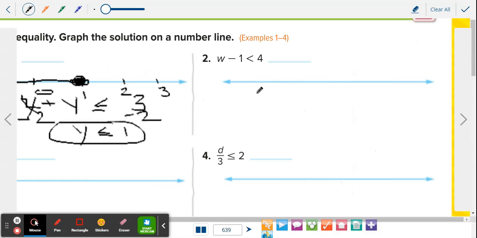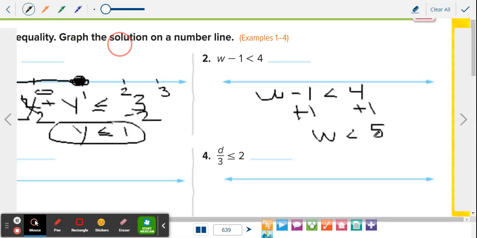Okay, next one. W minus 1 is less than 4. How do we get rid of this 1? Add it to each side. So you get W is less than 5. So there's that. Now we graph, even though I didn't leave us enough room.